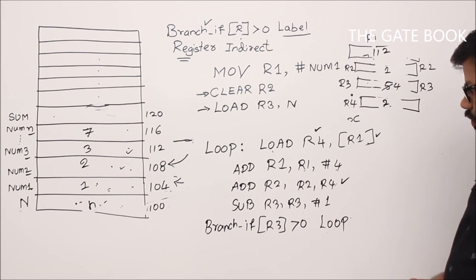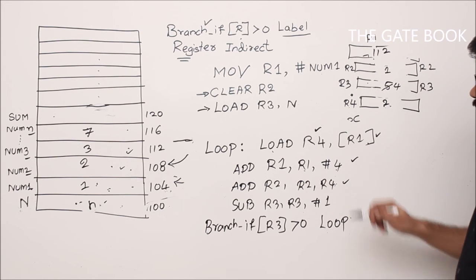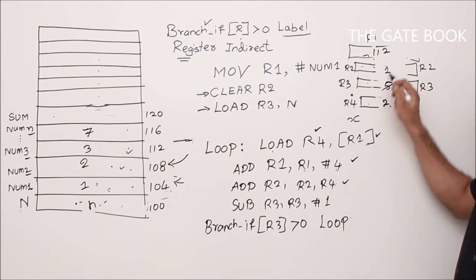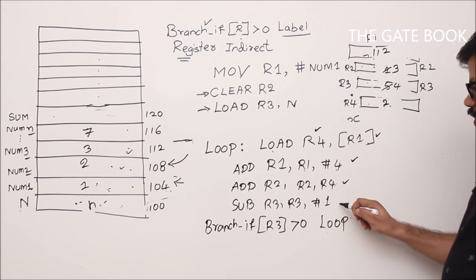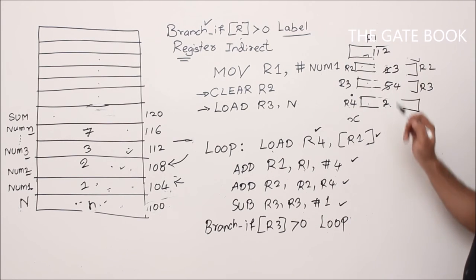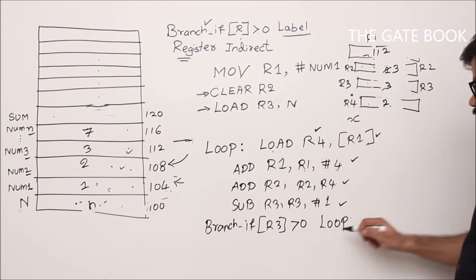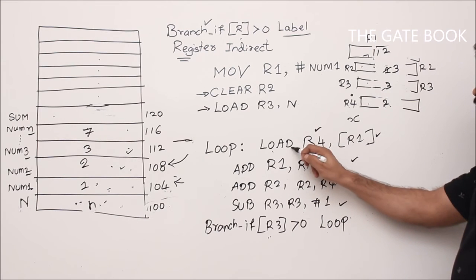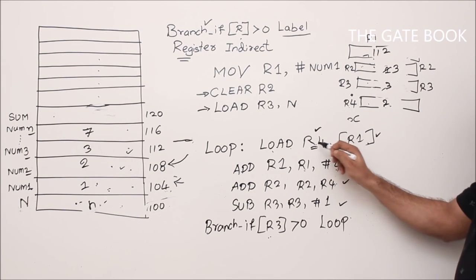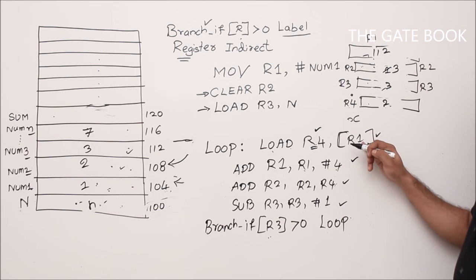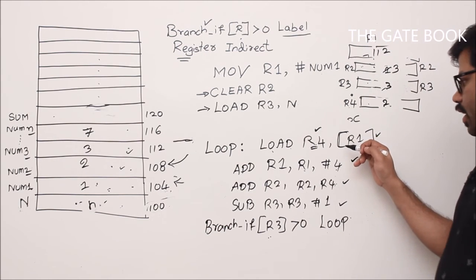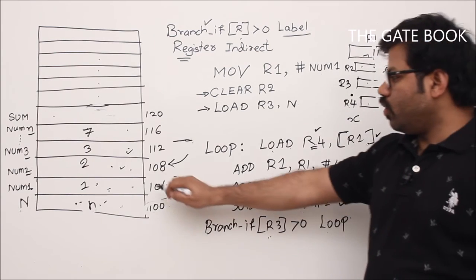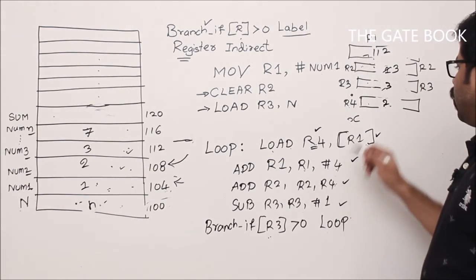Okay. Now, sorry, this one, right? Next, this one. Add R2 equal to R2 plus R4. 1 plus 2, 3. Perfect. Then subtract the count. So R3 will be 3 now. Then again R3, is it greater than 0? Yes. Then go to loop. This time load into R4, this one, value at R1. Right. So what is R1? 112. So it is register indirect mode. We know that. Go to first 112. So when you go to 112, you get the data 3. Then 3 will be loaded into R4.